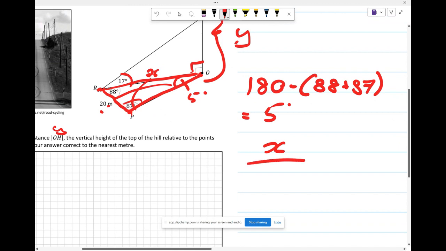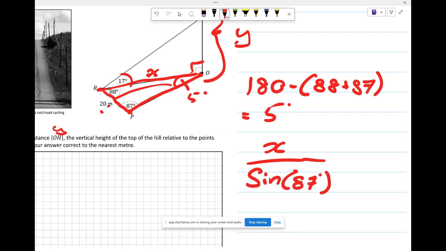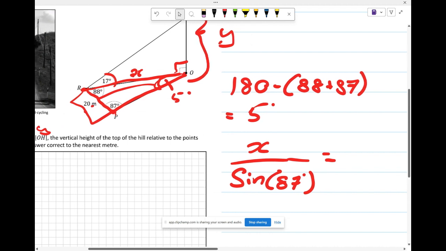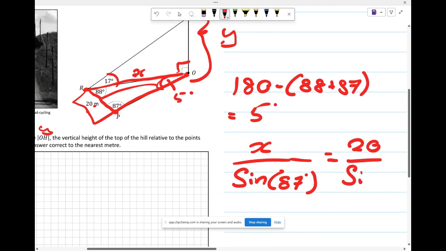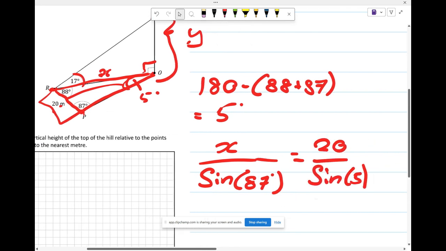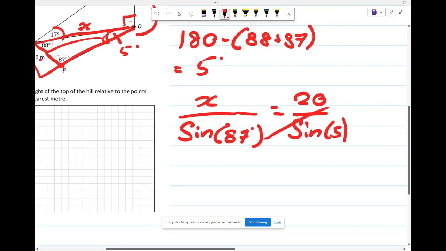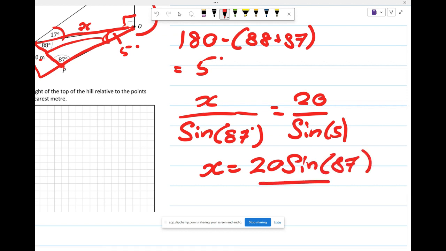So we're going to try to find x. We know that the rate of change of x in relation to 87 degrees, so as 87 degrees changes, so does x, is the exact same as the ratio that 20 meters changes as 5 degrees changes. So 20 meters to sine 5 degrees. Now we're just trying to find x, so all we have to do is multiply across by sine 87. So x equals 20 sine 87 all over sine 5.